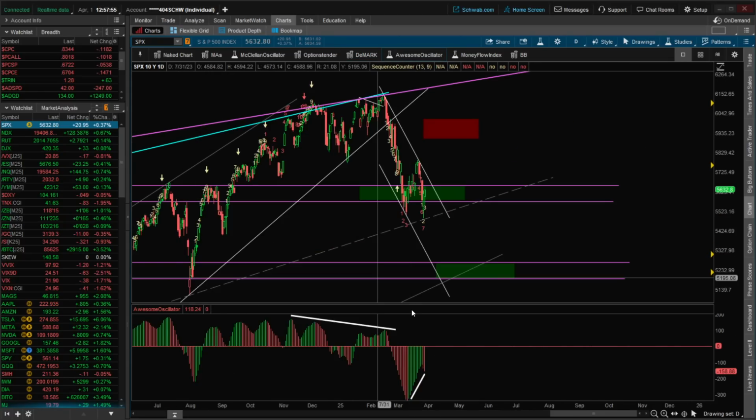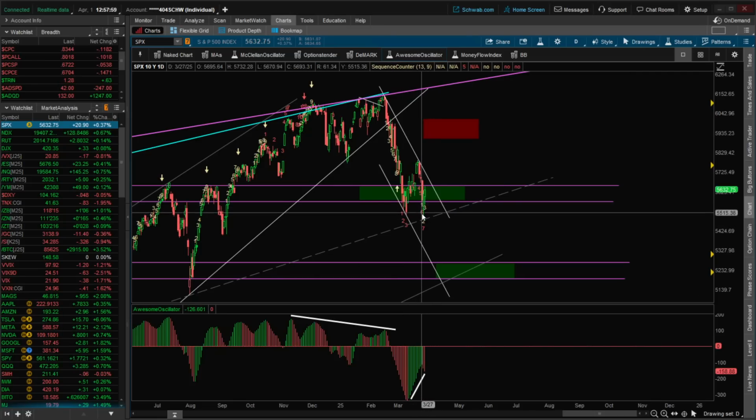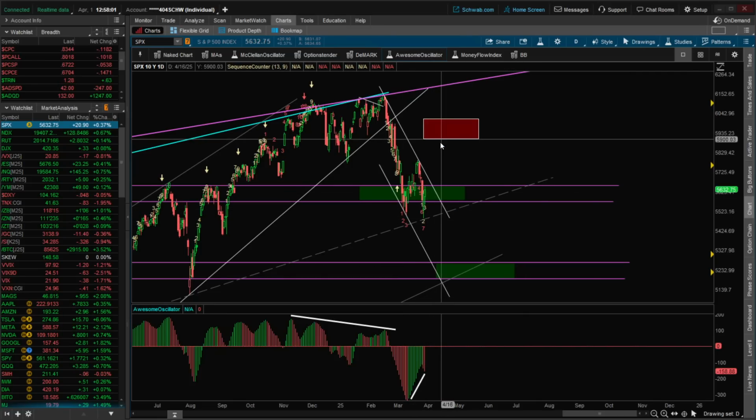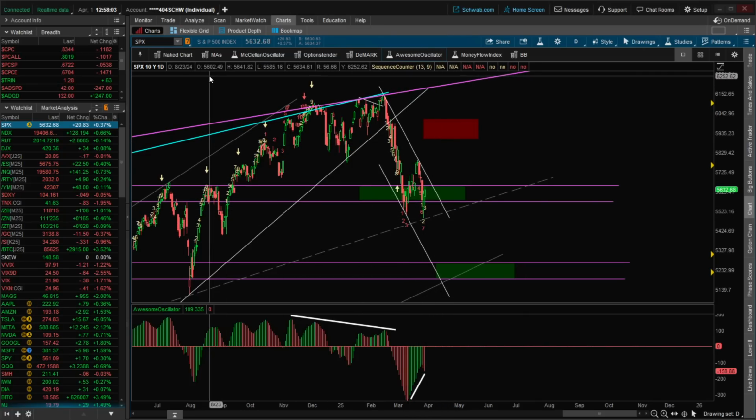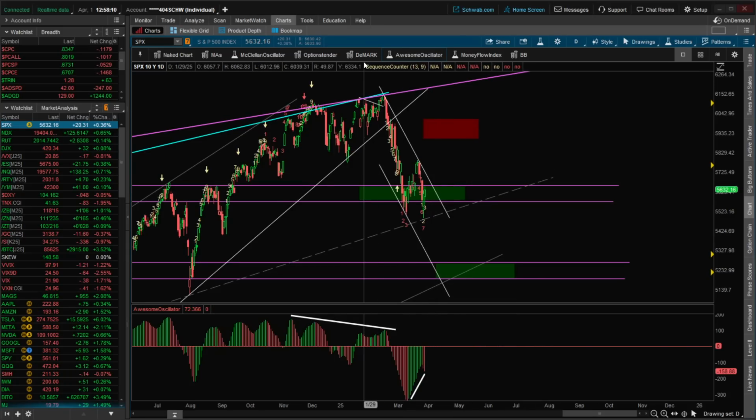So here's the awesome oscillator. We have a positive divergence in that awesome oscillator, and that's where we're getting our bounce here. And I think this bounce will continue as a C wave higher. Now, if you're a bear, you want to see this reject off of where we are now and/or the downtrend line.